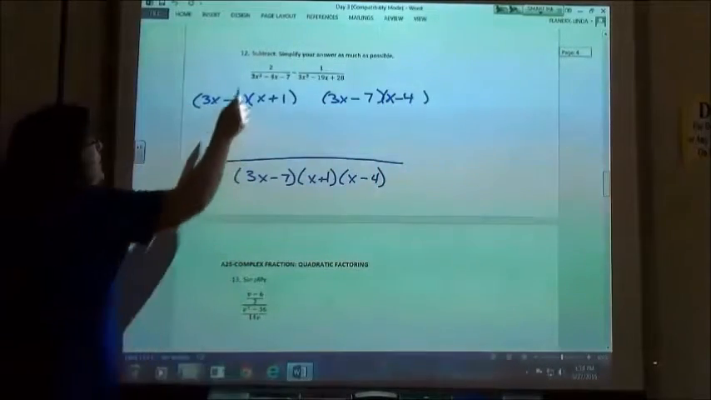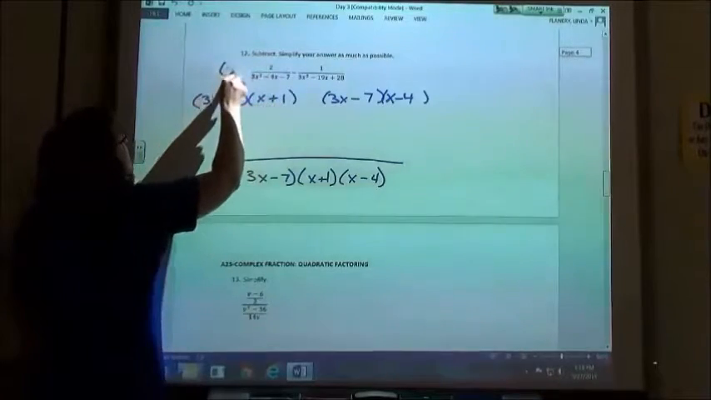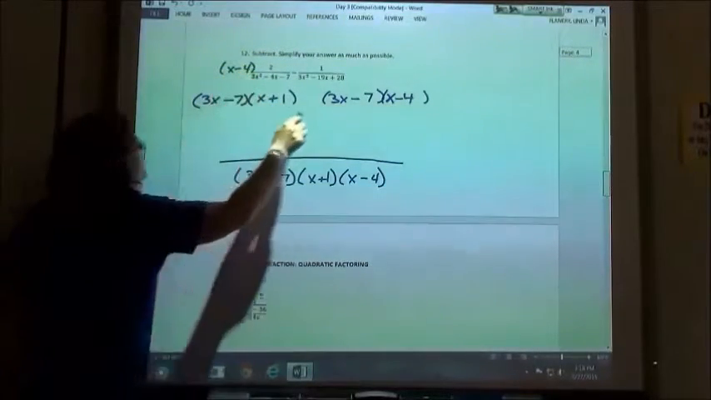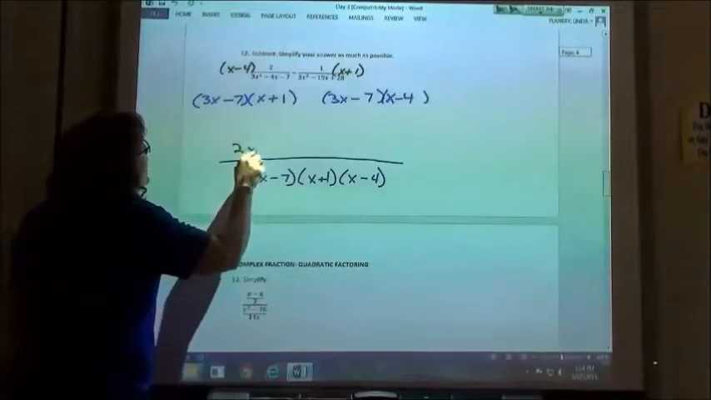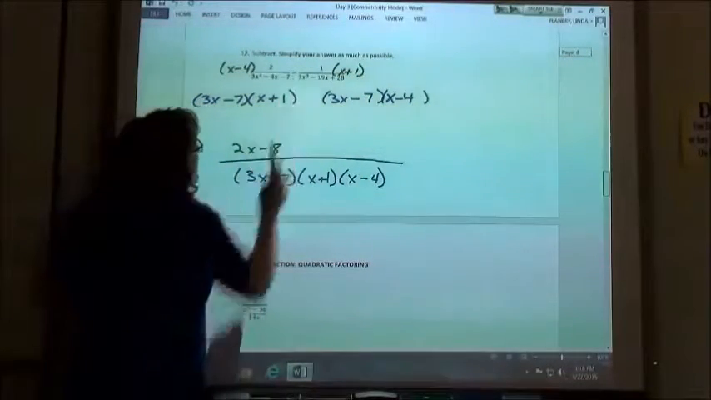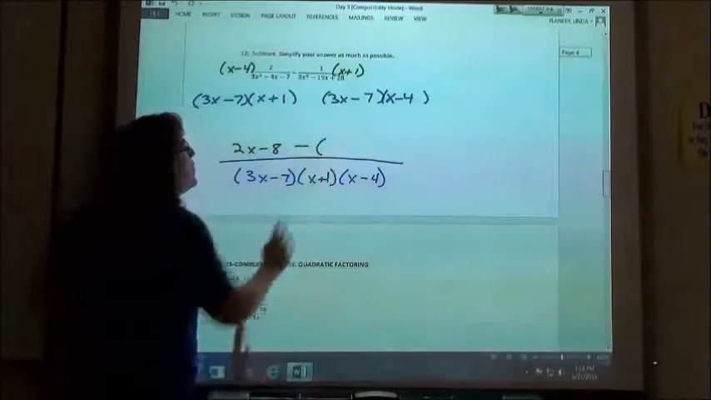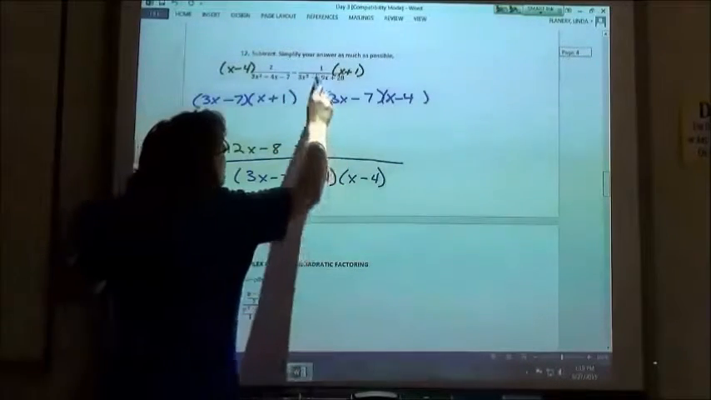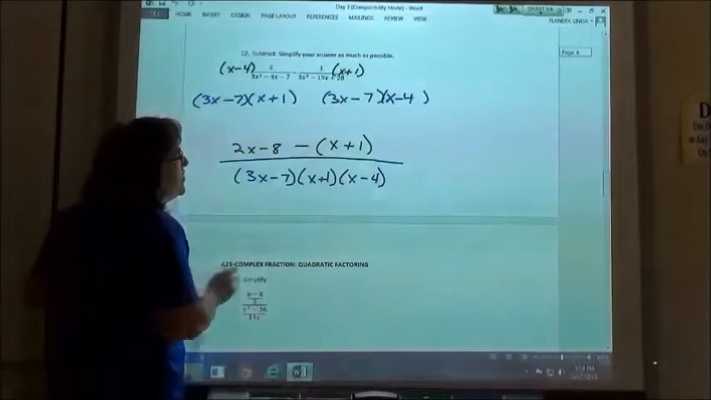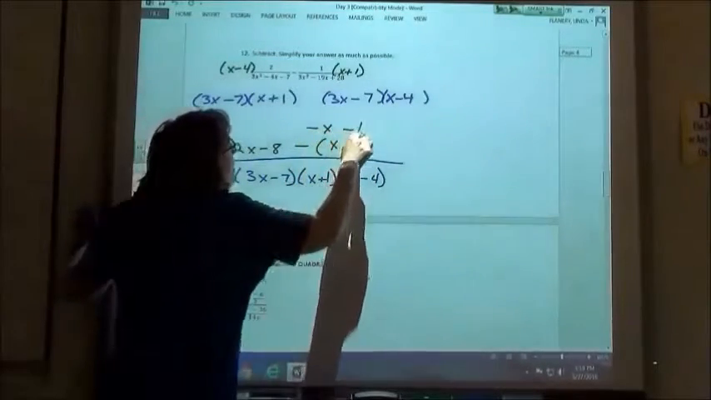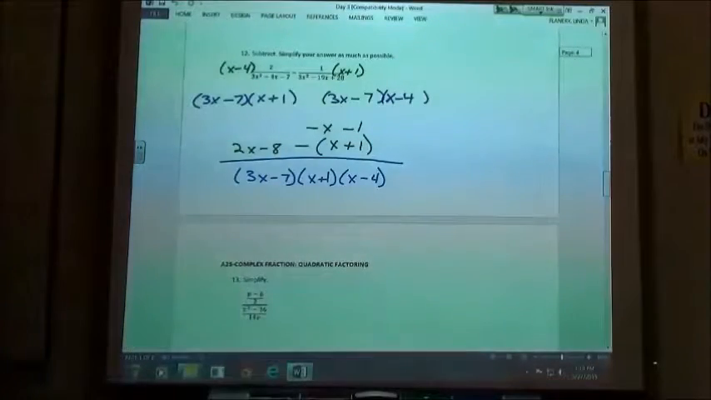So on the first one here, we're going to multiply by the x minus 4, and on the second one, we have to multiply by the x plus 1. So we have 2x minus 8. Now this one has the minus sign, so we have to remember to put our parentheses there. And 1 times x plus 1 is x plus 1, but then we have to distribute that, so it's going to be negative x minus 1 when we get rid of the parentheses.